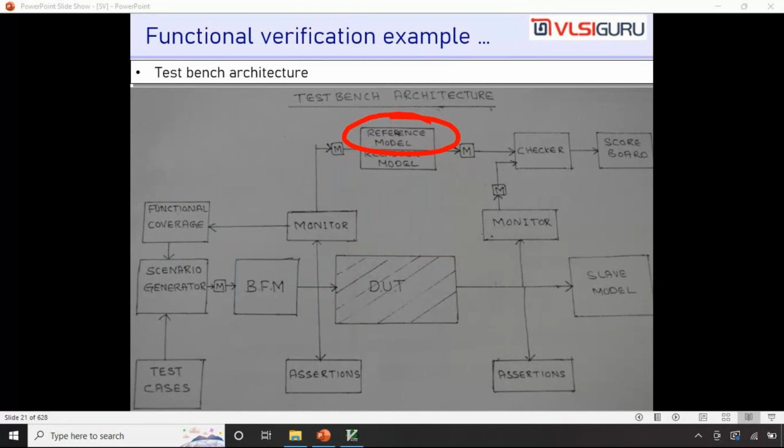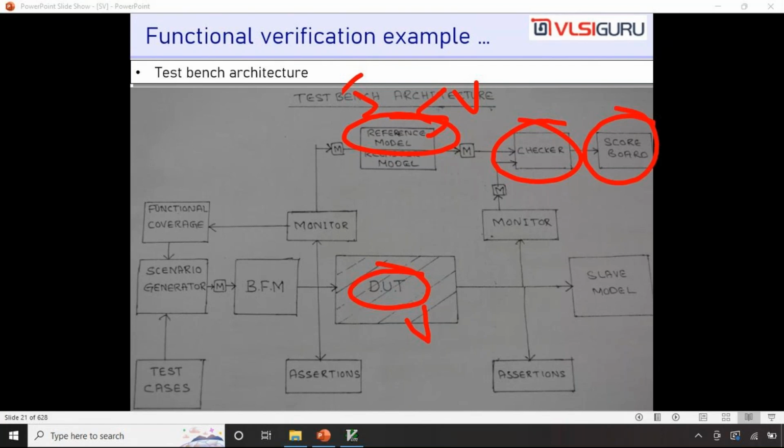Then you have something called a reference model. You know what a reference model is? Same as DUT, developed in Verilog. It is developed in what? SystemVerilog. Going forward, you will see that it can be developed in UVM also, because when we learn UVM, it can be developed in UVM also. So this is the fifth type of component. Checker, sixth component, seventh component, eighth component. Okay, then what else have we missed?